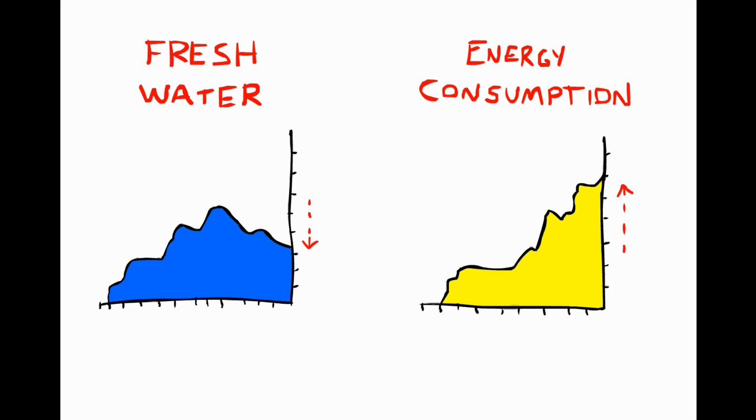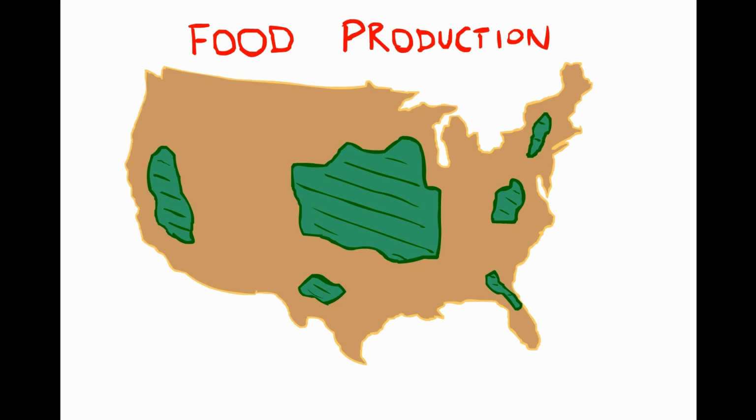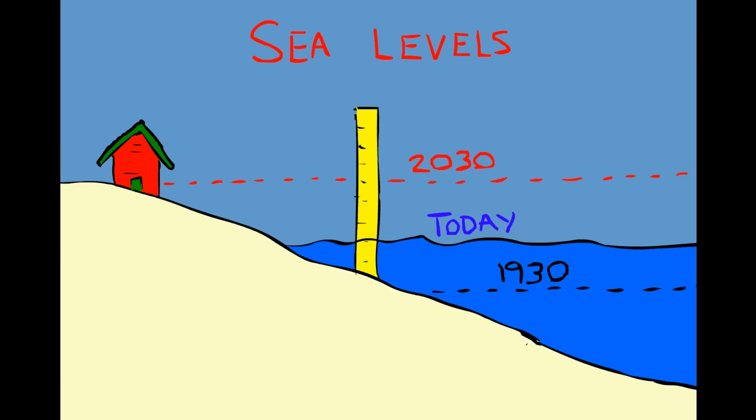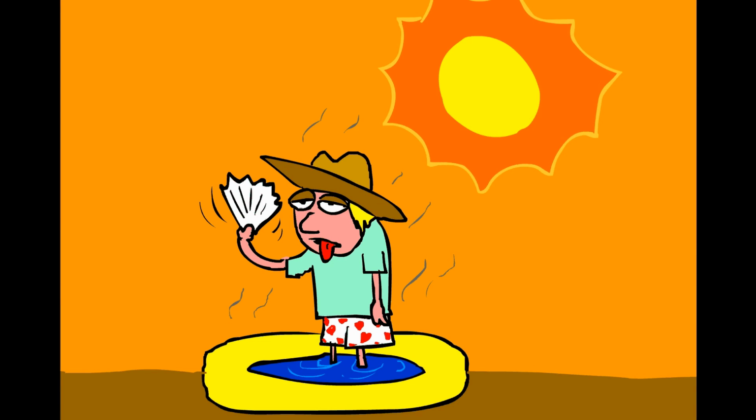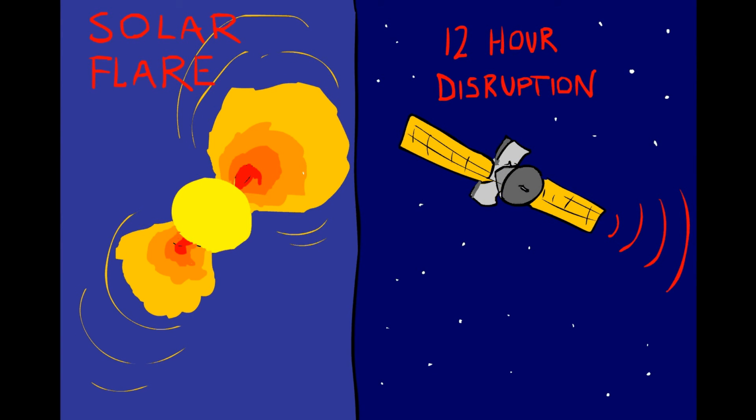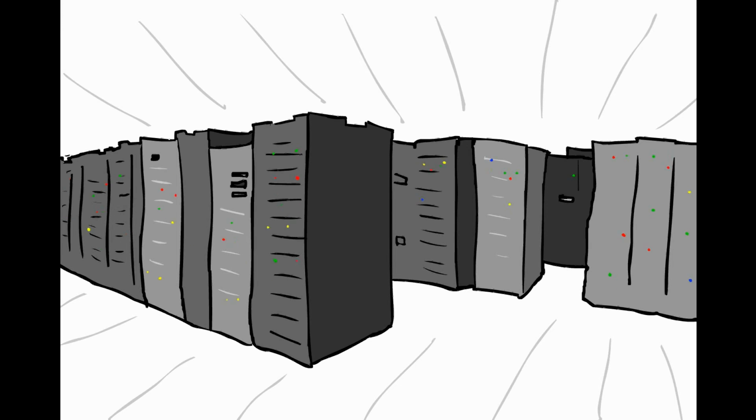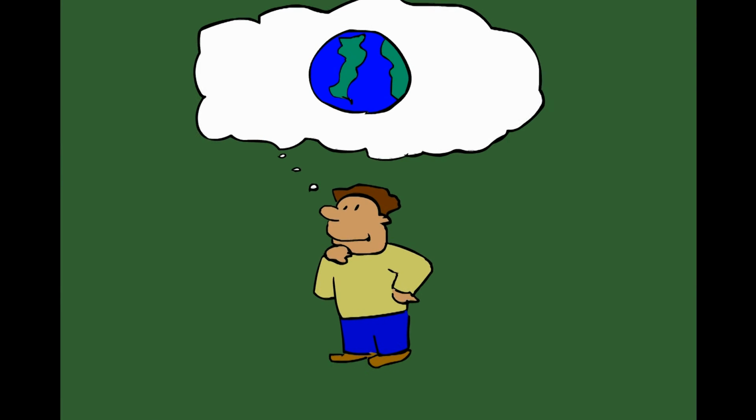Like, how much water and energy will we have available to us in the future? What will our agriculture look like? How high will the sea rise? How will climate change affect extreme weather events? And how will solar storms affect us here on Earth? These are just a few of the ways we can benefit from the Supercomputing Center. Think about what questions you would want answered.